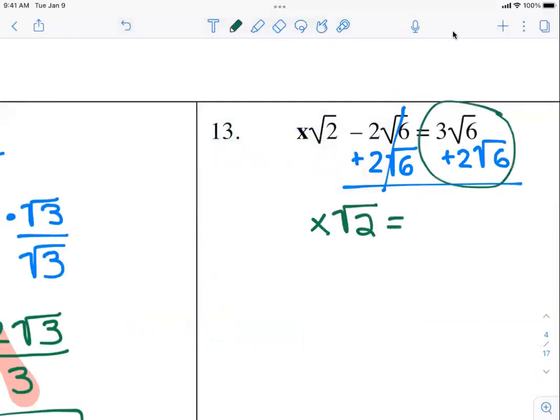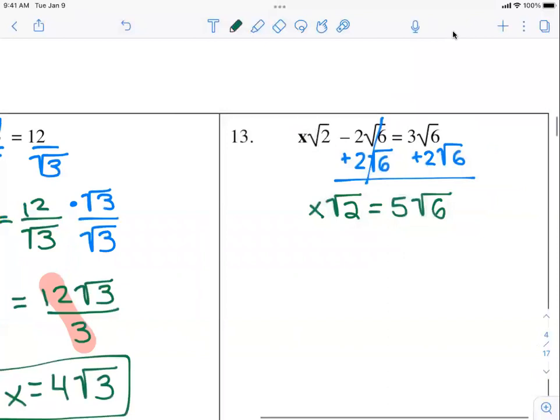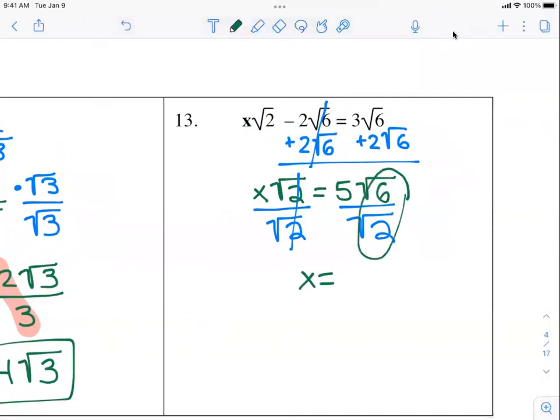Wow, look at this. I actually have like terms. They're both root 6. So 3 plus 2 is 5. The root 6 stays. Again, x root 2 is connected by multiplication. So to undo multiplication, you have to divide by root 2 on both sides. Lovely. So they cancel on the left and I have just an x. This is actually a very nice problem because I can simplify root 6 over root 2. They're both square roots, so I can go ahead and simplify. Could you rationalize and multiply by root 2 over root 2 and simplify? You would get the same answer as me. But I'm going to go ahead and use this easier way. 6 over 2 is 3, and it's in the root. And that's my answer.